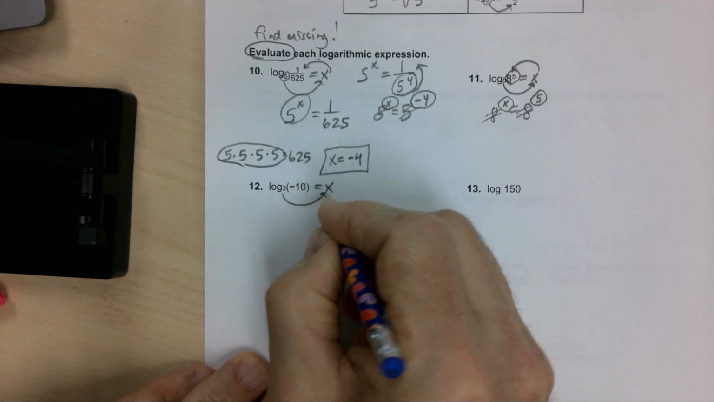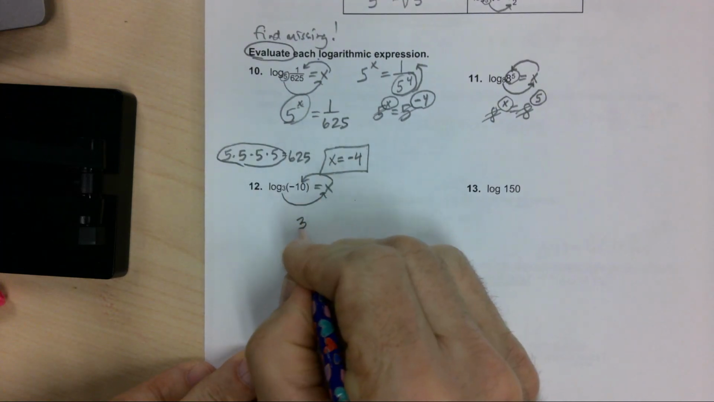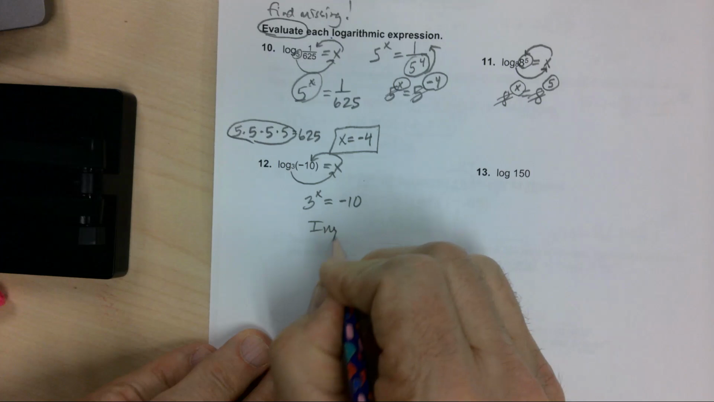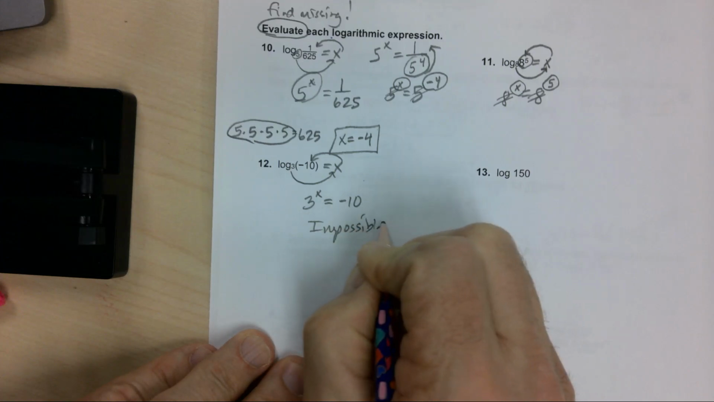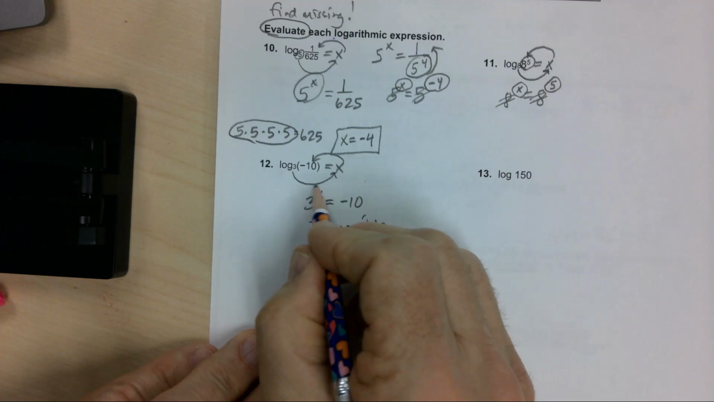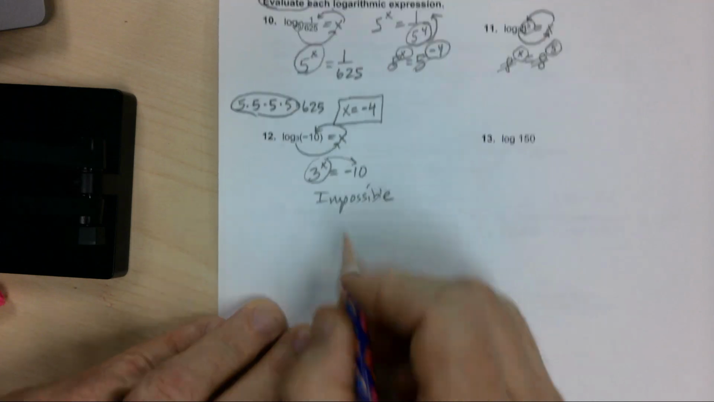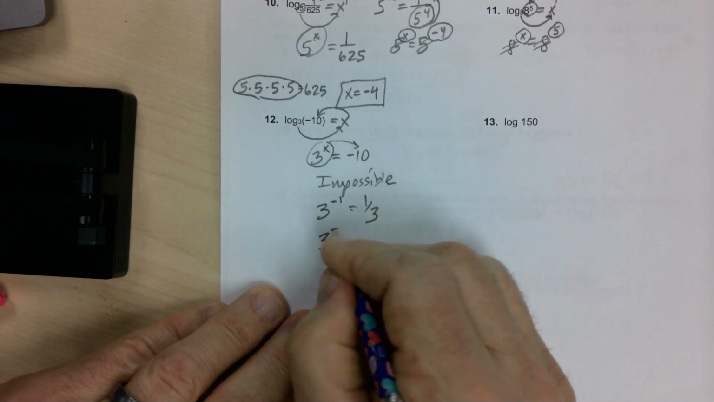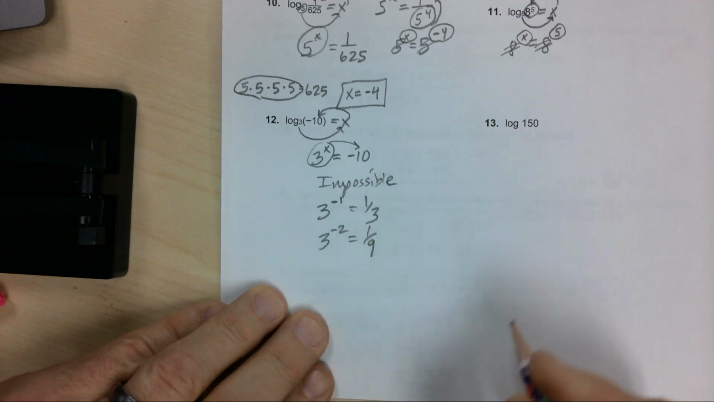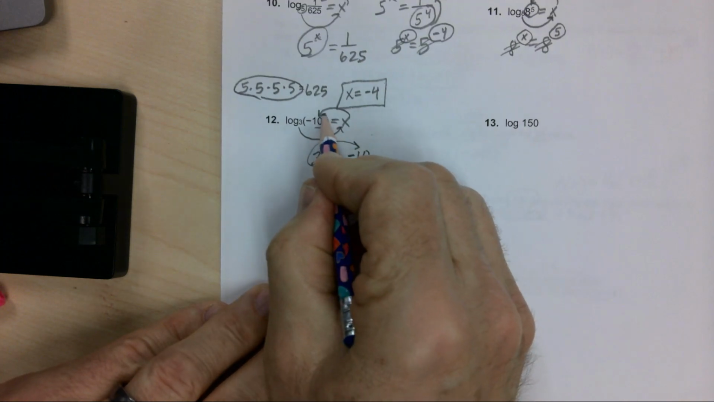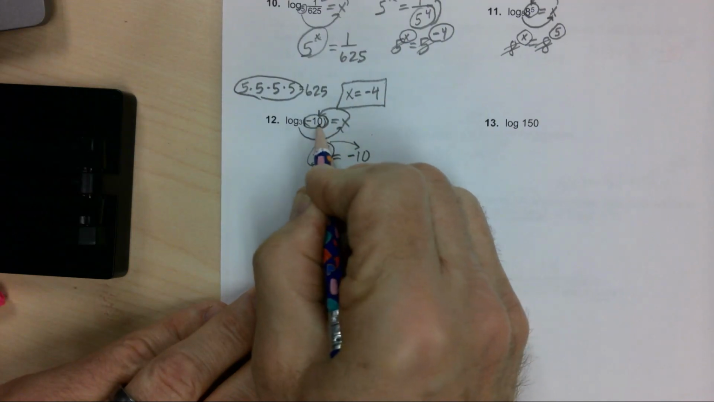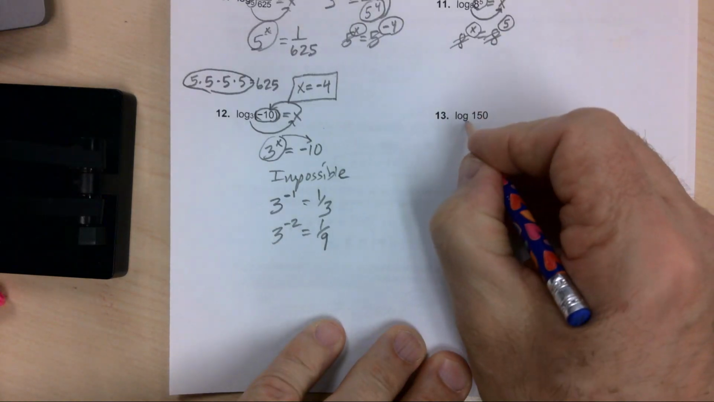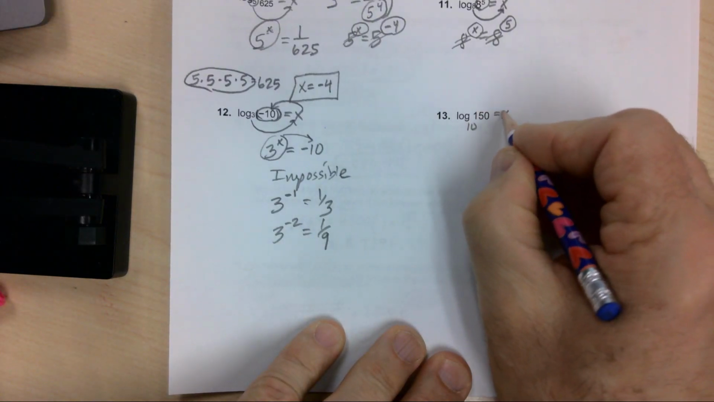3 to some power is -10. Now if you were listening in class, you know this is impossible because you can't raise 3 to any power and get a negative answer. You might say, well, what about a -1? Well, that'd be 1/3, still positive. What about -2? That'd be 1/9, still positive. You can't have a negative in that spot, and you can't have a 0 either. Just FYI.